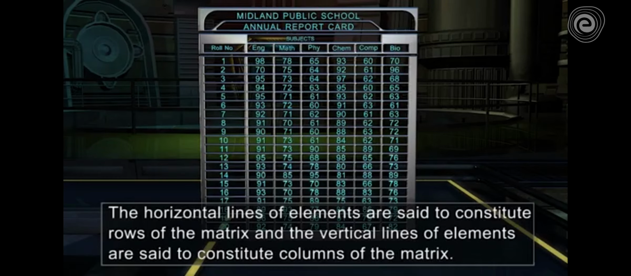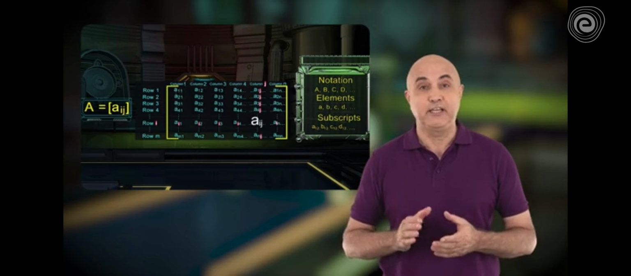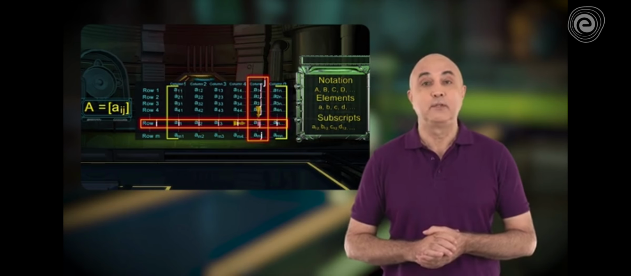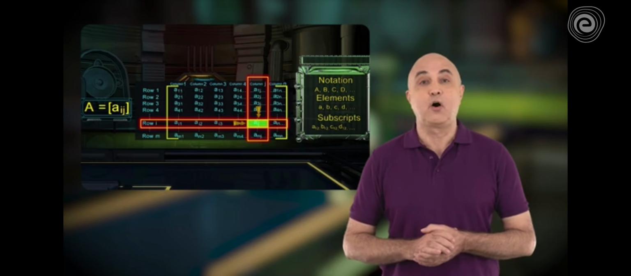What is the order of the matrix? How many elements does it have? Notation. A matrix is usually denoted by an uppercase letter like A. Each element is indicated by the corresponding lowercase letter with two subscripts, a_ij. The first subscript indicates the row and the second subscript indicates the column it belongs to.